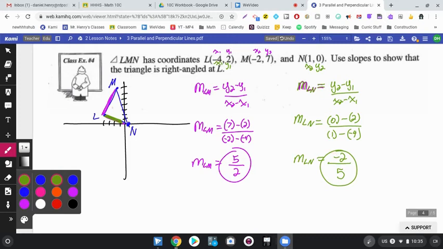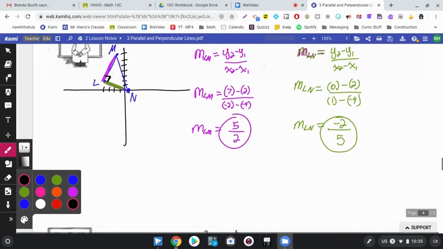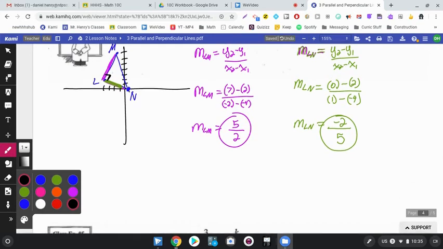So since my slopes are negative reciprocals of each other, I know that that's a right angle. I could even go in and label that on my picture now. I have proved it. Or maybe you could go further and say 5 halves times -2 fifths equals -1. That was the real definition, as we said: perpendicular slopes multiply to -1. But really, what we're looking for is, are they perpendicular?